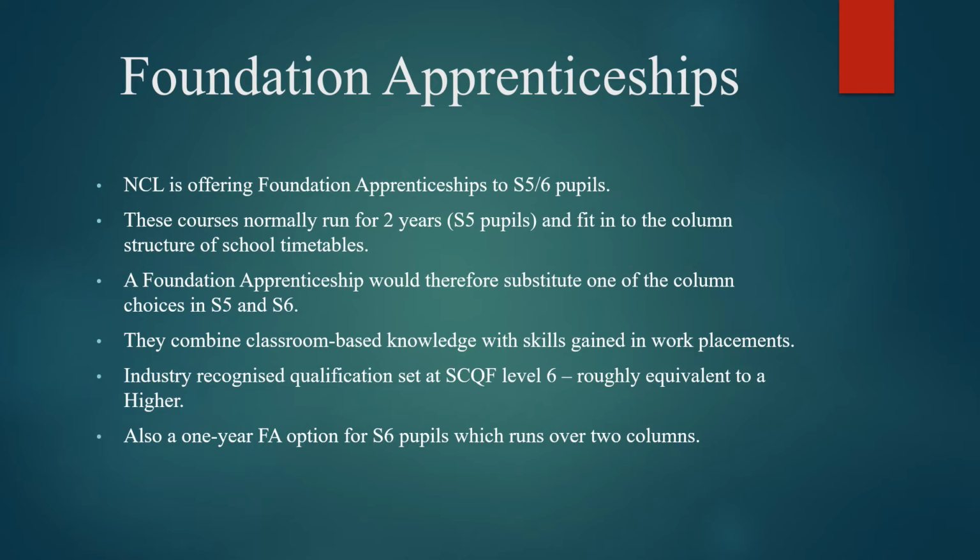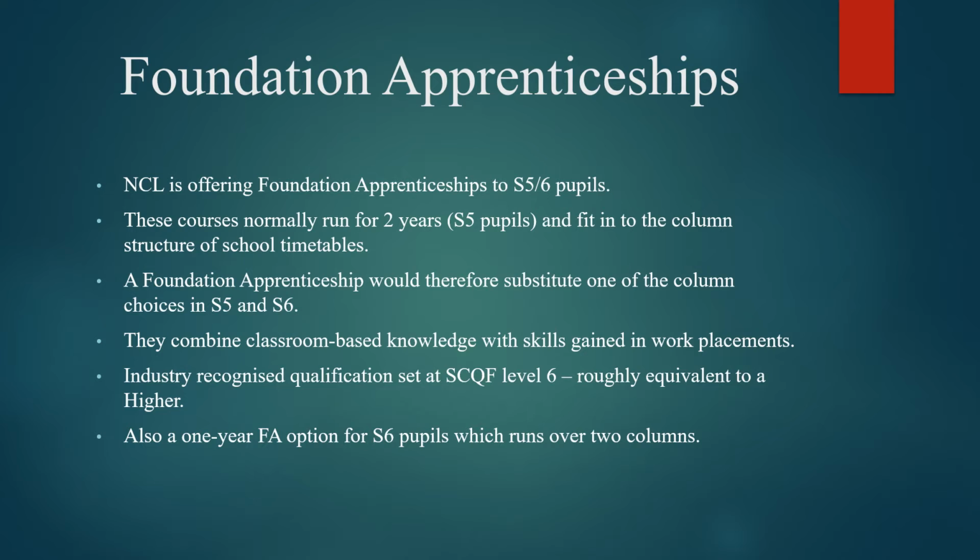So it's offered to S5 and 6 pupils. For S5 pupils, the course will normally run over 2 years, and if you were picking a foundation apprenticeship, it would be instead of 1 column in S5. So you'd be committing to it for 2 years. It combines classroom-based theory knowledge with skills gained in work placements, and work placements are generally done in S6. Now, these are industry recognised qualifications.